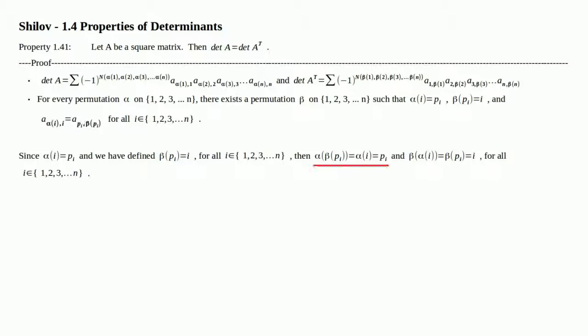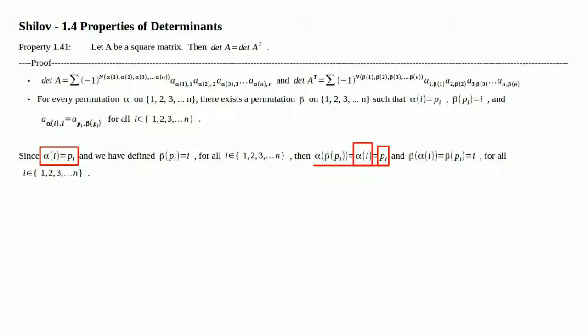Okay, now let's take a look at that first one. How did I get this? Just using substitution, basically. Since beta of p sub i is equal to i, I'll just write i instead of beta of p sub i. And since alpha of i is equal to p sub i, I'll just write p sub i. So thus alpha of beta of p sub i is just p sub i.